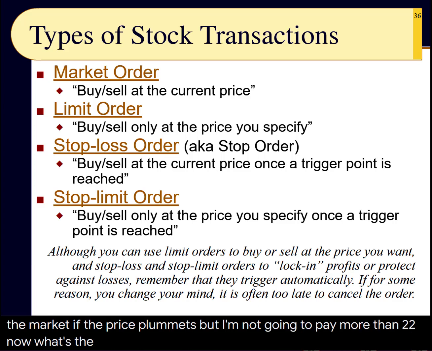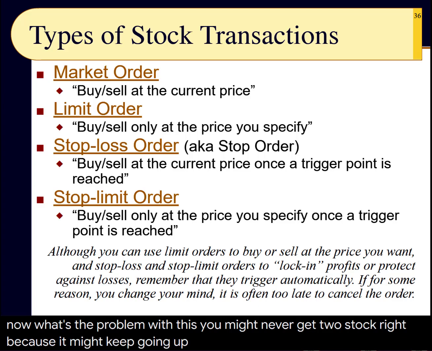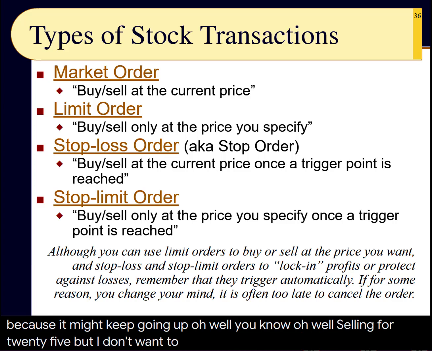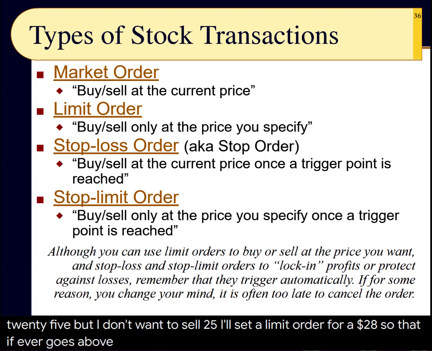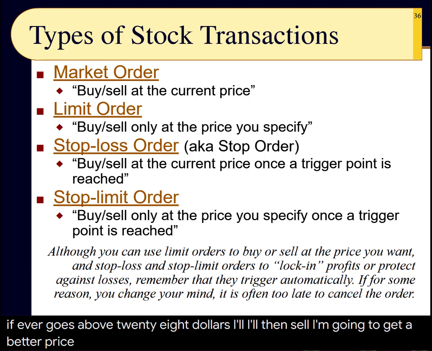Now, what's the problem with this? You might never get the stock, right? Because it might keep going up. Oh well. And the same thing is true on the sell side. It's selling for 25, but I don't want to sell at 25. I'll set a limit order for $28, so that if it ever goes above $28, I'll then sell. I'm going to get a better price. I'm going to get $28 or better than 28.